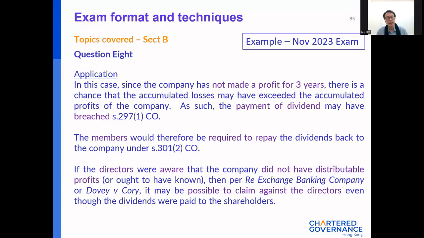because even though the directors might have done something wrong, might have declared the payment of dividends that is not out of distributable profits, even if the directors themselves did not receive the money, it is still possible to claim against the directors for those money, because the directors were in a responsible position and they should have made sure that did not happen in the first place.